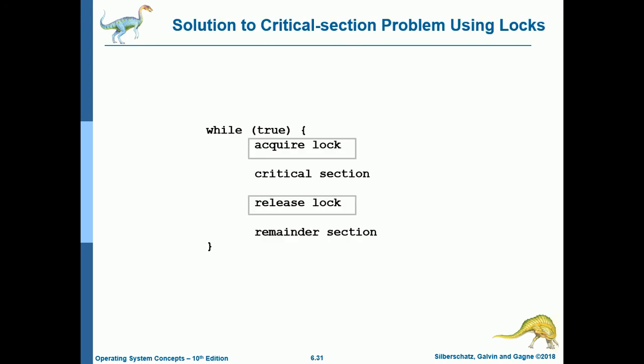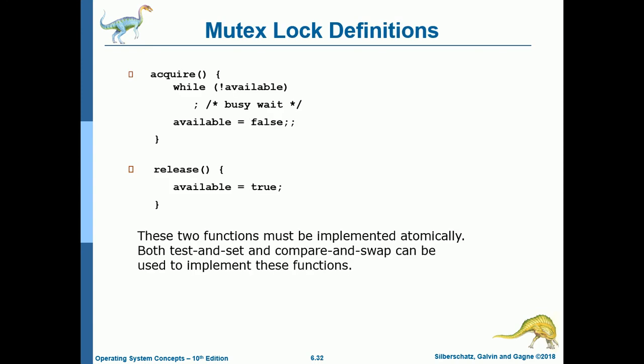Okay, solution to the critical section problem using a lock. While true, if a process acquires the lock, it will enter its critical section, and when it finishes processing inside the critical section, it will release the lock. And if there are other commands that need to be executed, they will be executed outside its critical section. So the mutex lock definition: this is for the acquire function, while not available, busy wait.